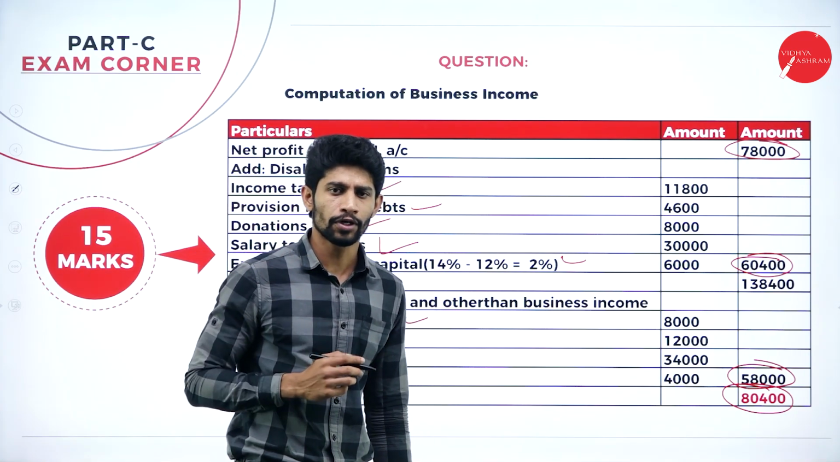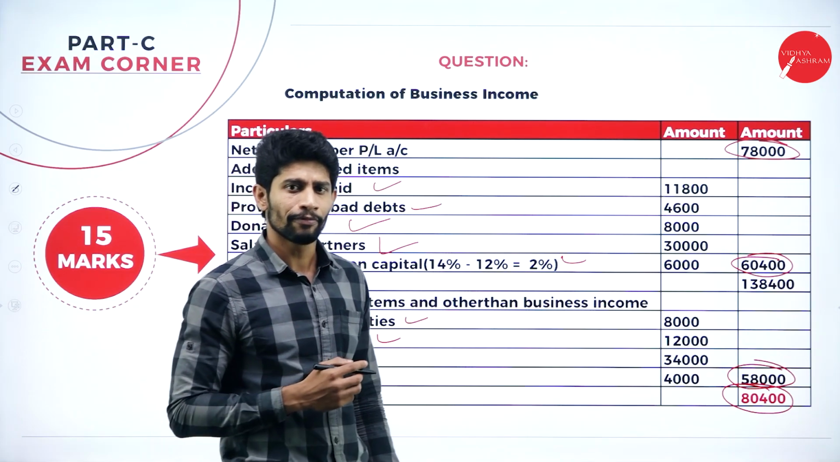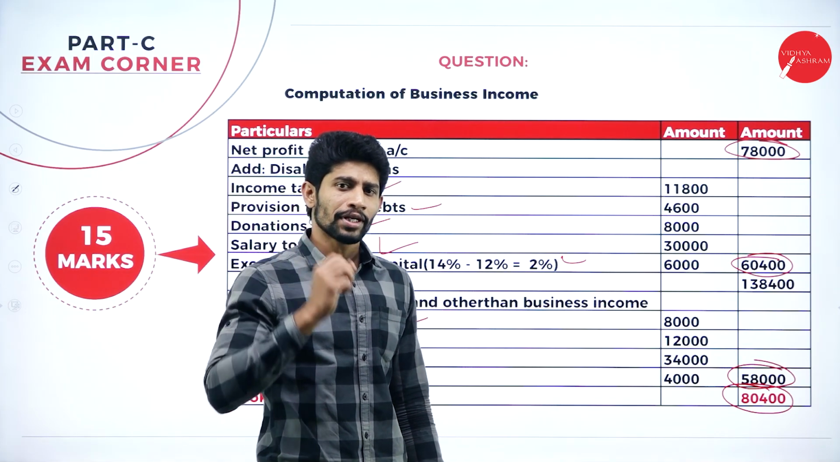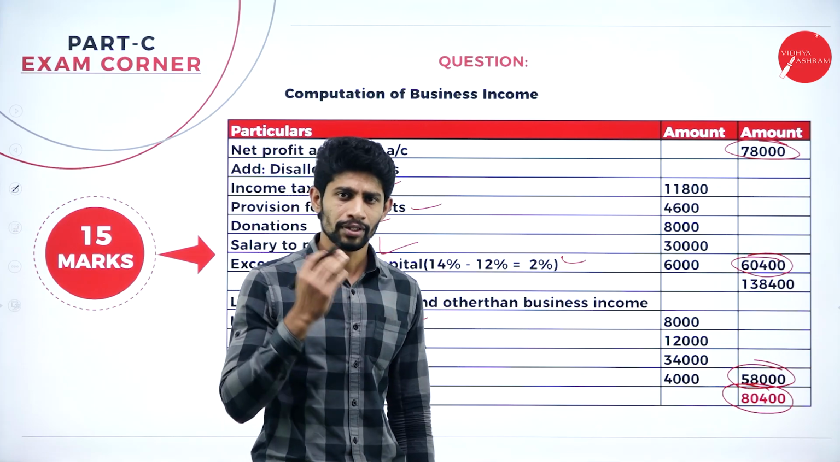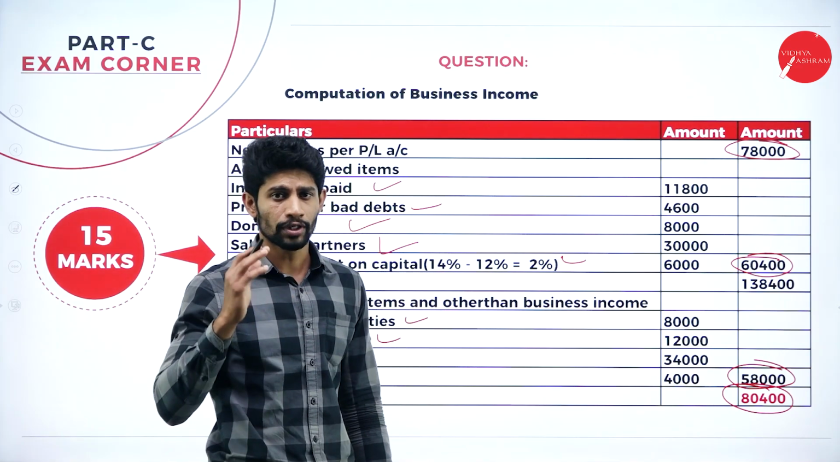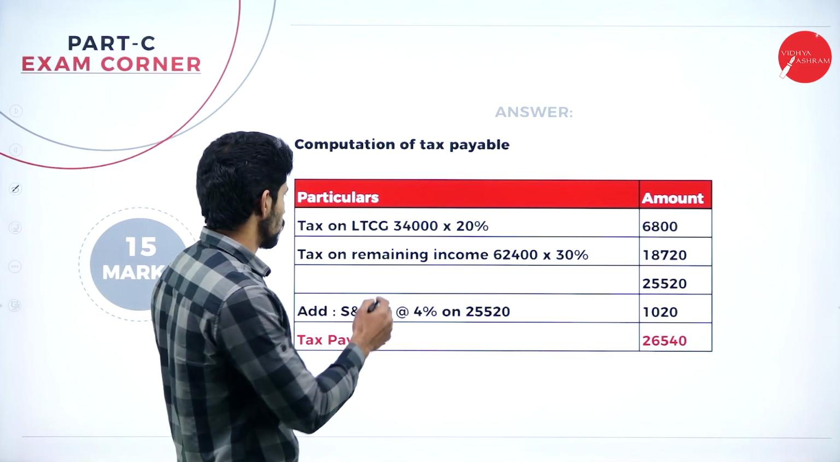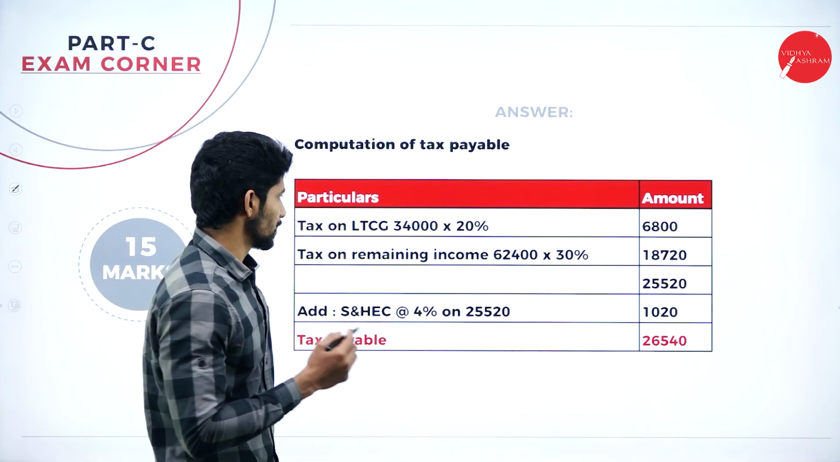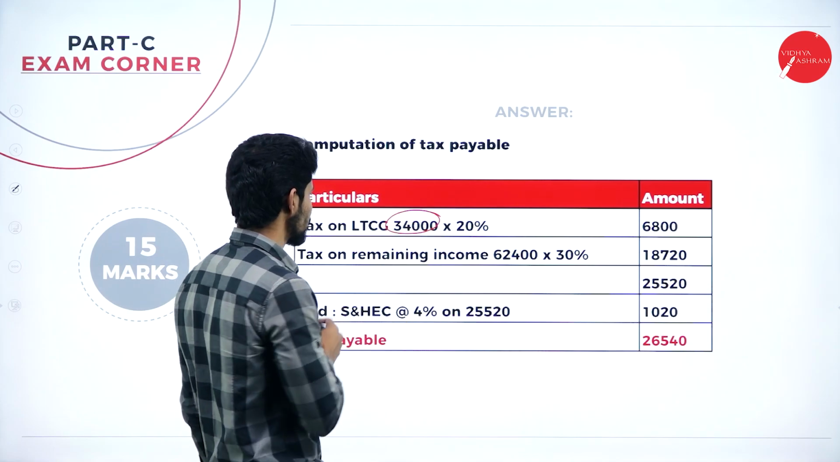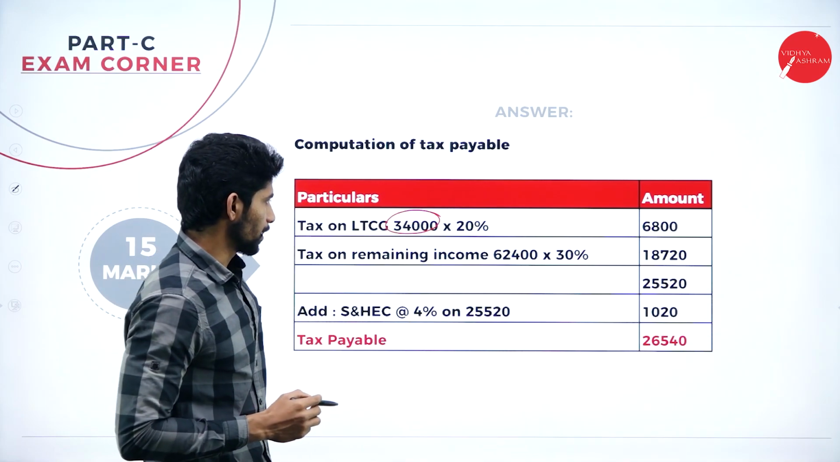So from book profit, what are you supposed to do? You are supposed to find out the remuneration payable under section 40B to the partners, and then the total income of the business entity. Computation of tax payable. So what is the tax payable? Yes, first we are supposed to compute the tax on long-term capital gain.